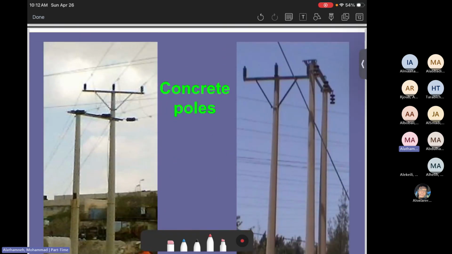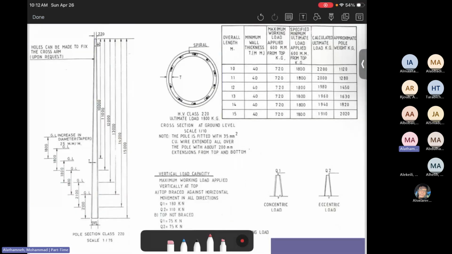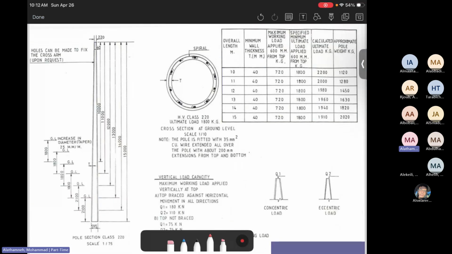Here is how the concrete poles look, which is they are made of concrete. We can see them a lot around us. So here there is the tension and the suspension concrete poles, and they're used to carry, again, the conductors. Here is how it looks depending on the length.